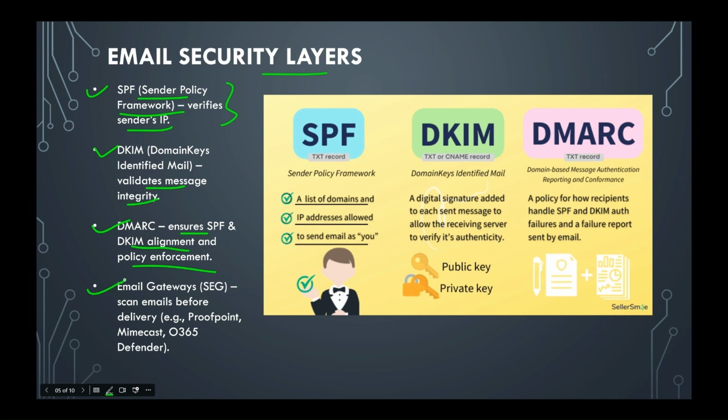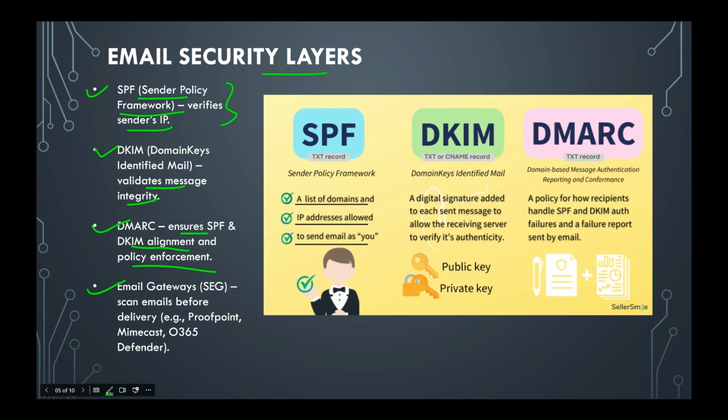And then also we have layer number 4, secure mail gateway. So this is the final boss. So even after all that, some sneaky phishing email might still get through. So that's where your secure email gateway or SEG steps in. So think of it as your final boss layer.